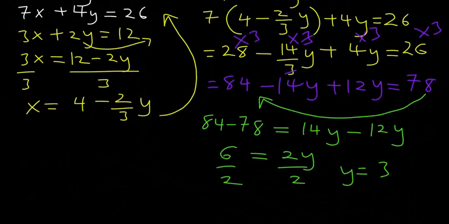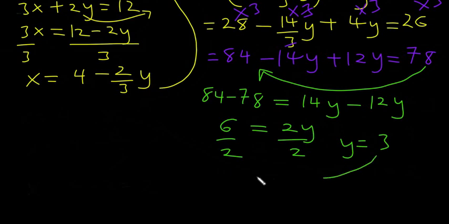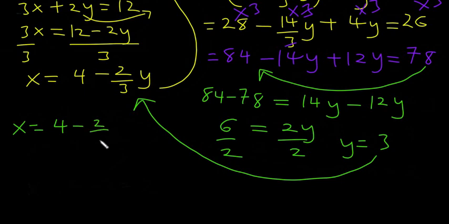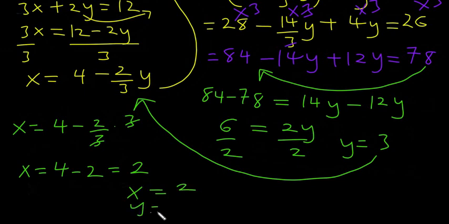What we then do is replace the value of y, that is 3, in this equation. Remember we wrote x in terms of y, so we're going to replace y with 3. So we're going to have x is equal to 4 minus 2 over 3, multiplied by the value of y, which is 3. So this 3 is going to cancel out with this 3, so that we have x is equal to 4 minus 2, which is going to be 2. So the value of x is 2 and the value of y is 3.